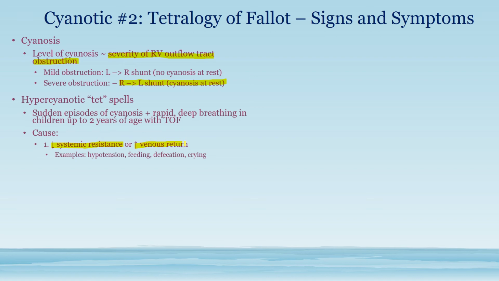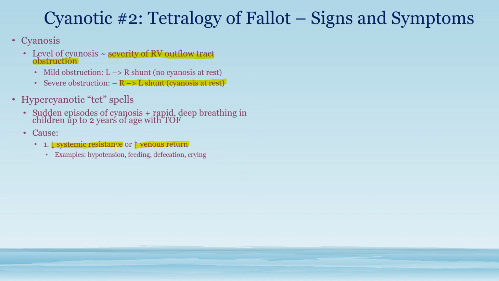Increased venous return also will increase pressure in the right ventricle, but what's the path of least resistance? The VSD and the aorta. So all this increased venous return is going to go directly into the right ventricle, and instead of into the lung, it's going to go into the aorta or into the left ventricle.